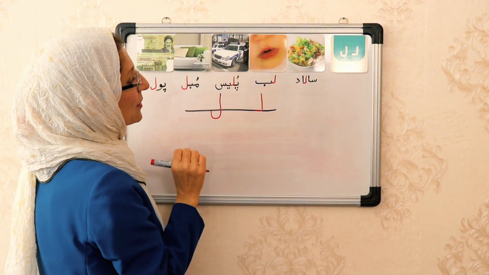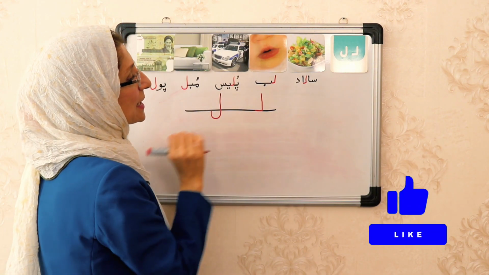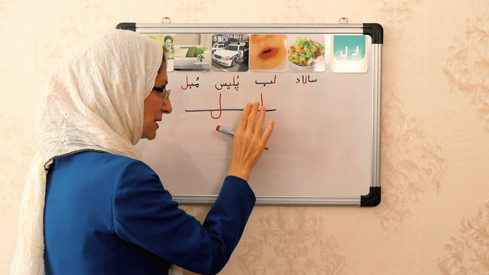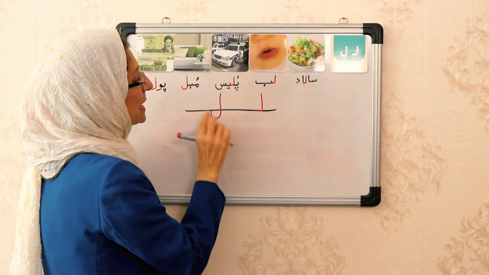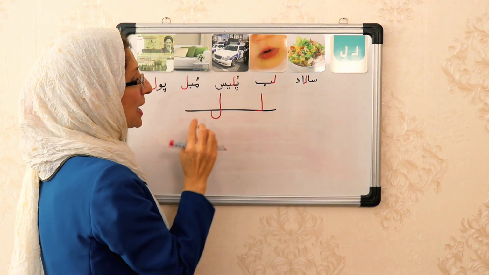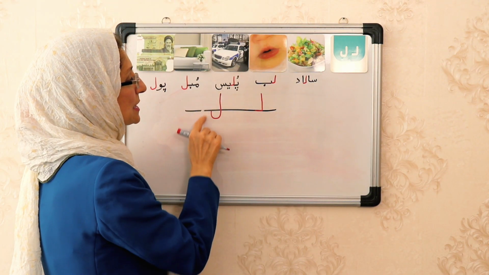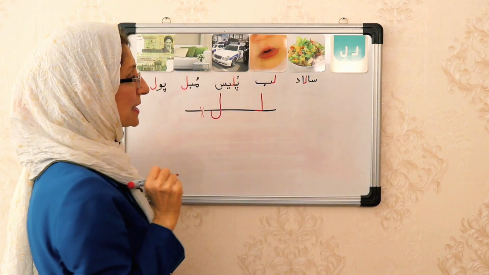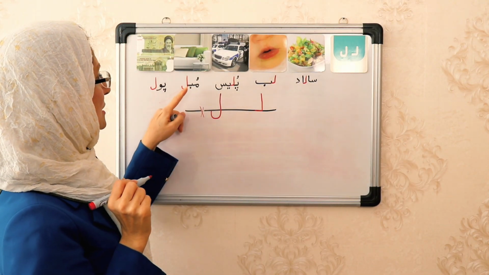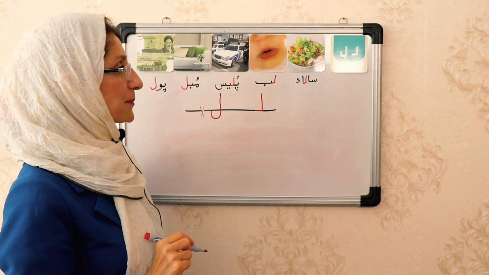ل غیر آخر، ل آخر. ل comes at the beginning and in the middle, but ل آخر only at the end of the word. ل آخر can take the hand of the previous sound but not the next, not the next, and at the end, like mobile and pool.